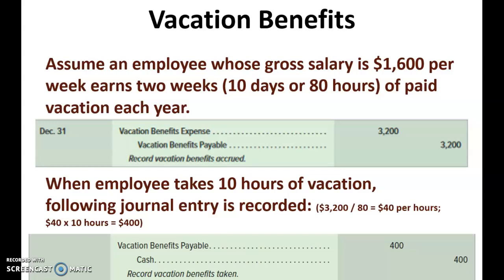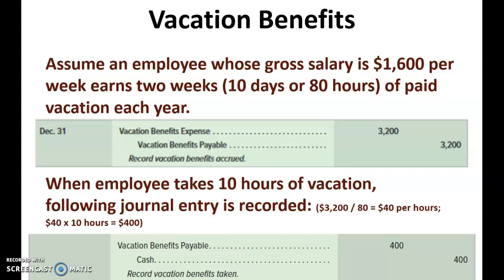So it's 2 weeks. The salary is $1,600 per week. Multiply that times the 2 weeks. And you debit vacation benefits expense, $3,200, and credit vacation benefits payable, $3,200. Then in the following time period, when an employee takes 10 hours of vacation, the following journal entry would be recorded. Let's do the math first.